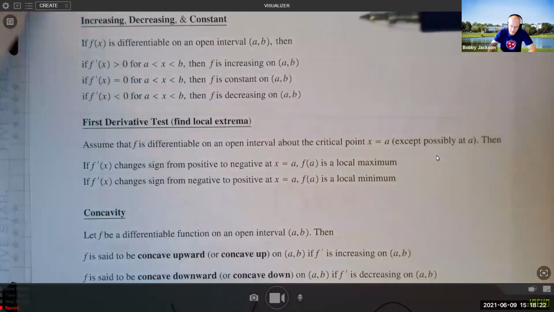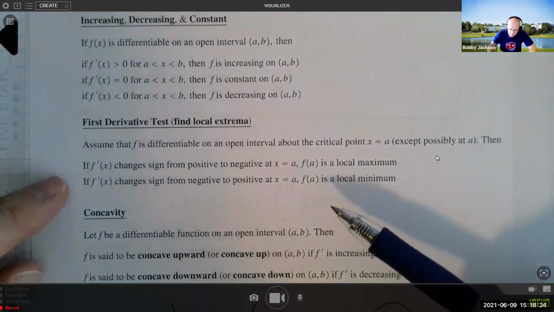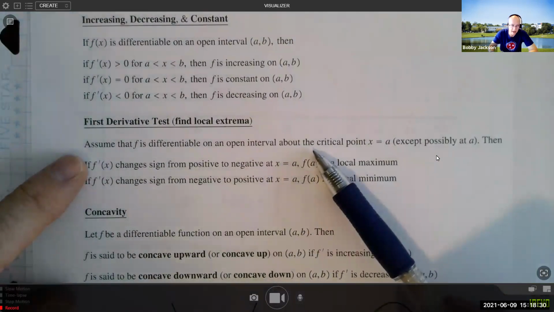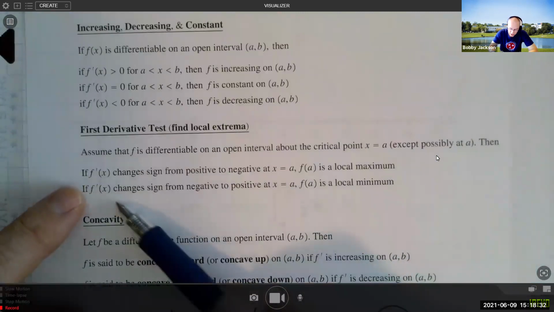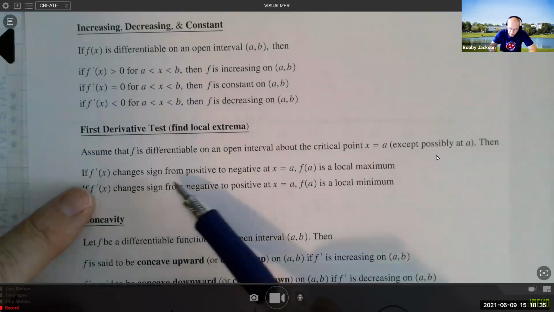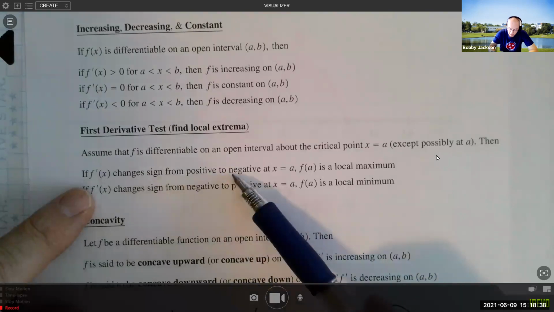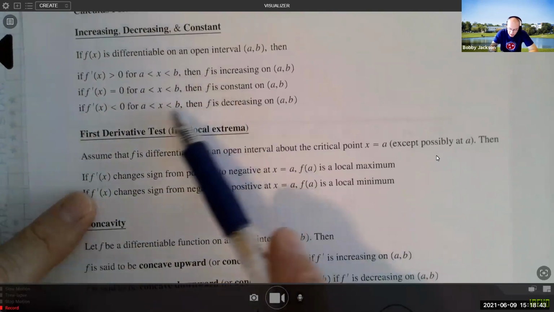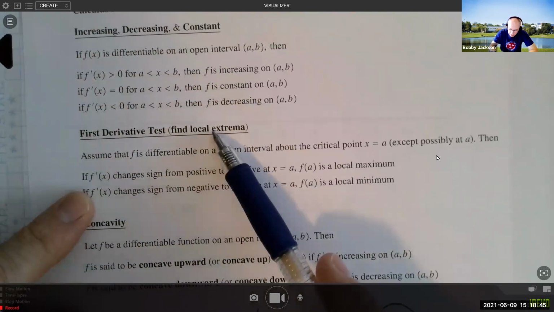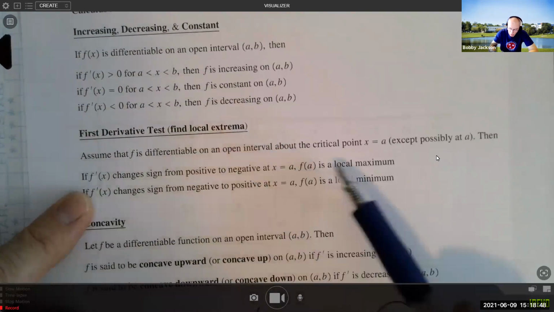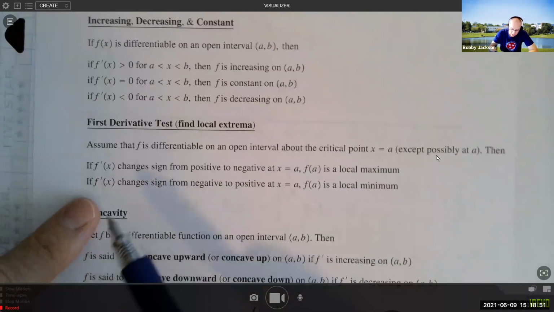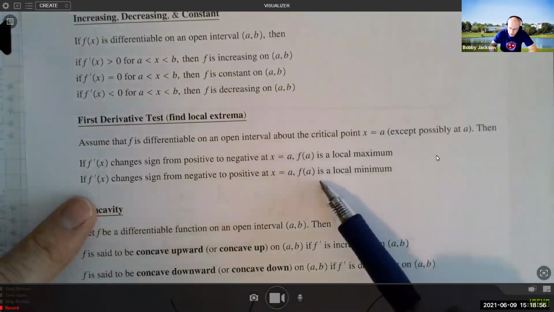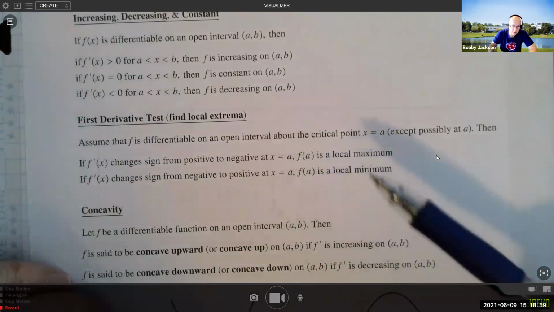We also have a test to determine whether we have a local max or min at critical points. If you remember, critical points are where the derivative is 0 or undefined. So if we have a sign change in the derivative at a critical point from positive to negative, what does that mean? Positive means, of course, that we were increasing. Negative means now we're decreasing. So going up, up, up, and then going down, down, down. What do we have? We have a local maximum at that point. Similarly, if the derivative changes sign from negative to positive at a critical point, then we have a local minimum. So that's how we can test that.